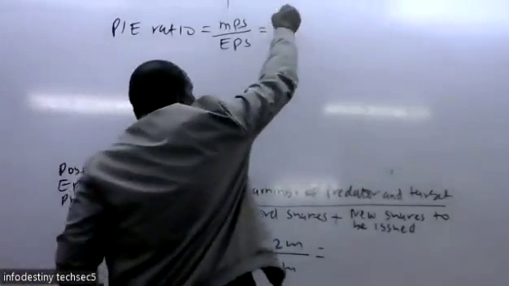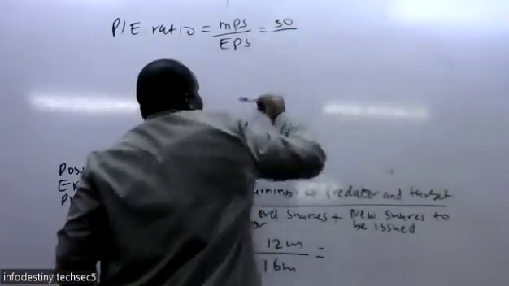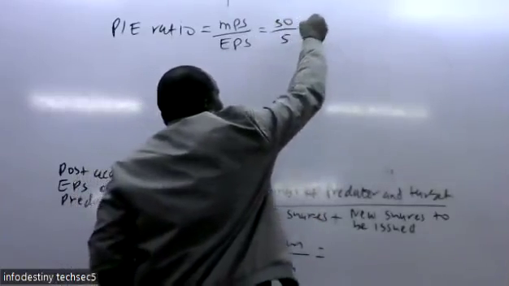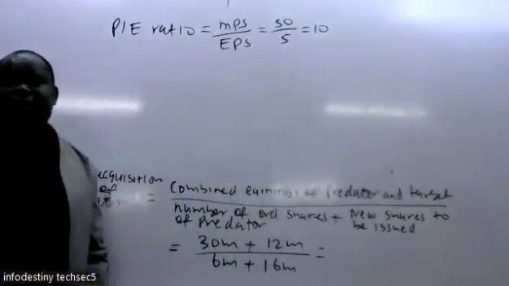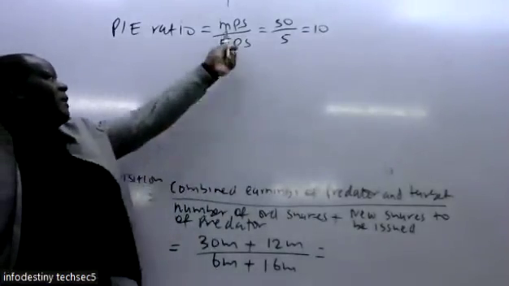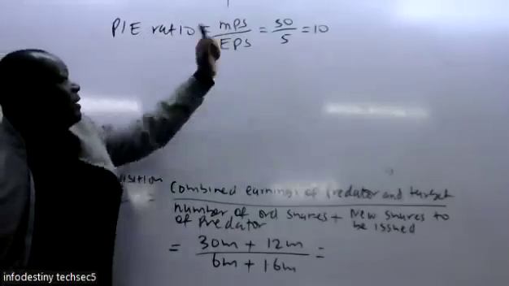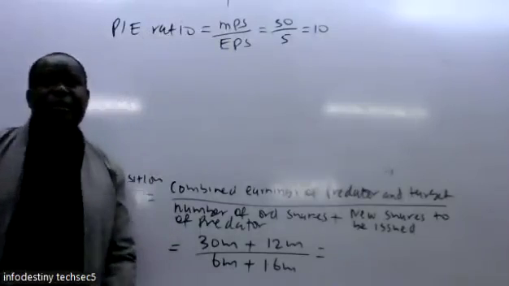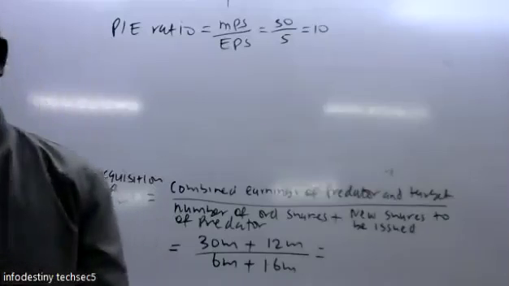Then we calculated the earning per share for Chilulu. We got it, so it will give you a price earning ratio of 10 times. But now the question wants you to get the market price per share after the merger. So from this equation, we make the market price per share the subject, because the question has asked you to calculate the post-merger market price per share of the predator.